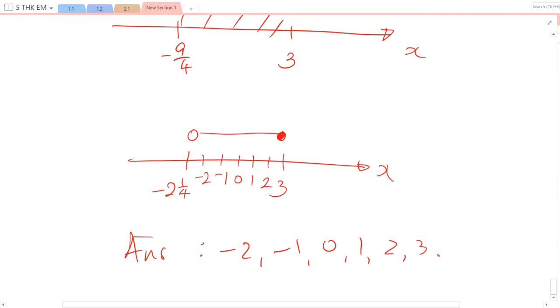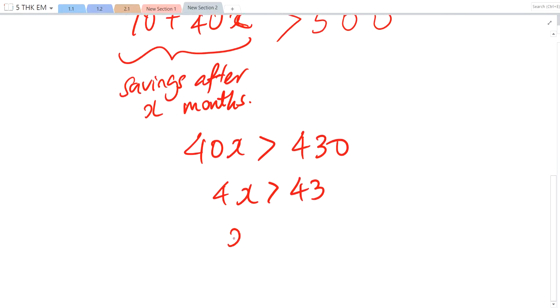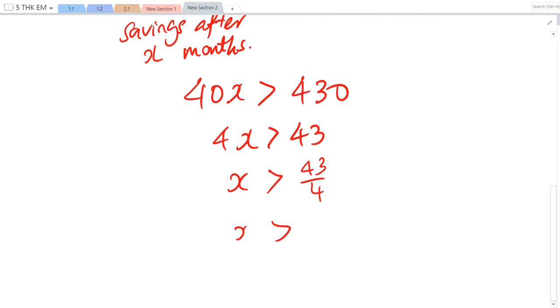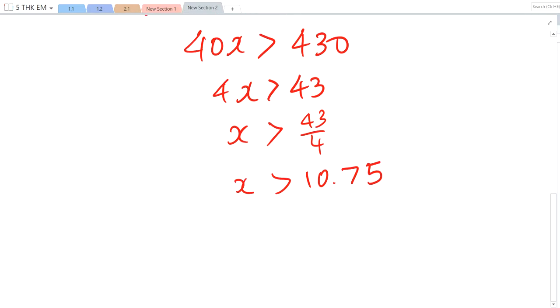Manageable? Okay, homework question. Let's have 3 homework questions. Let's do this quickly. 4x greater than 43. X is greater than 43 over 4, which is how much? 10.75. Okay, x must be more than 10.75 months, right? So what is the number of complete months required? Excellent. So minimum number of months equals to 11.